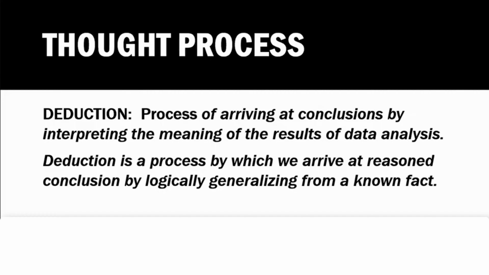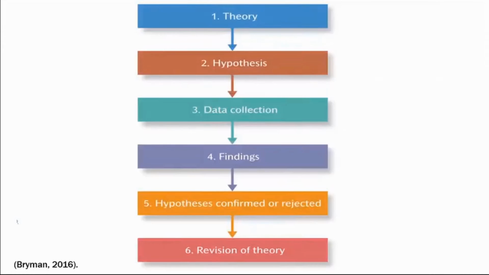And in quantitative research methods, before we proceed for the research method, we generally have two types of thought processes. One is deduction and the other is induction. Deduction is the process of arriving at conclusions by interpreting the meaning of the results from data analysis. And deduction is a process by which we arrive at reasoned conclusion by logically generalizing from a known fact. Actually, deduction is used by the people who are using quantitative research methods.